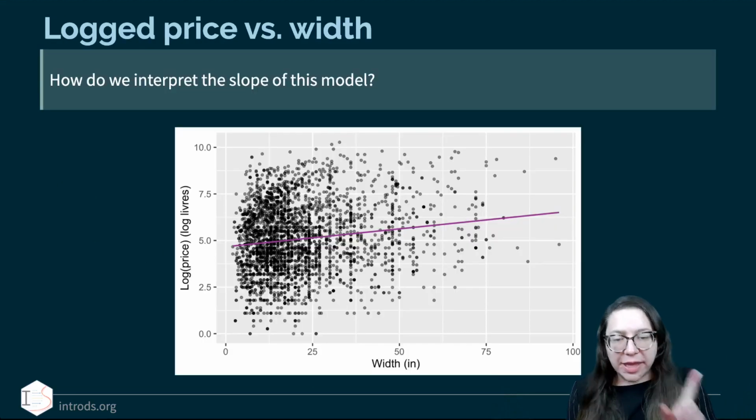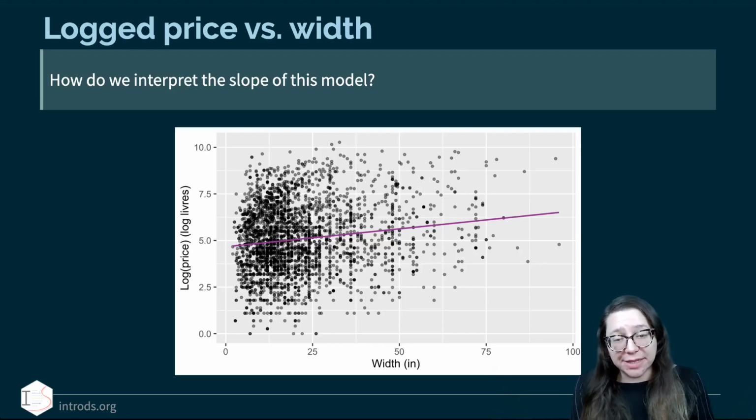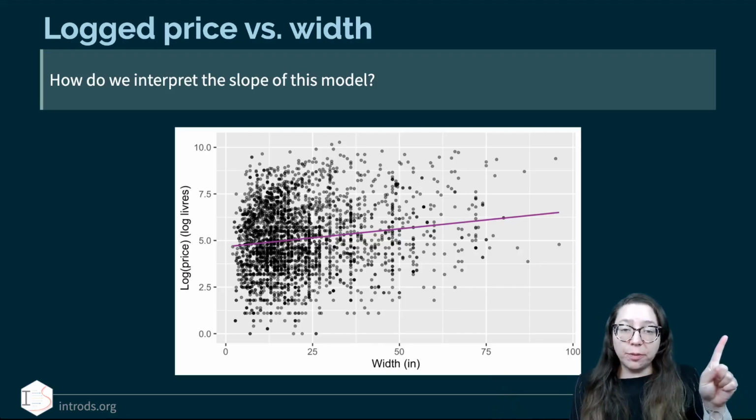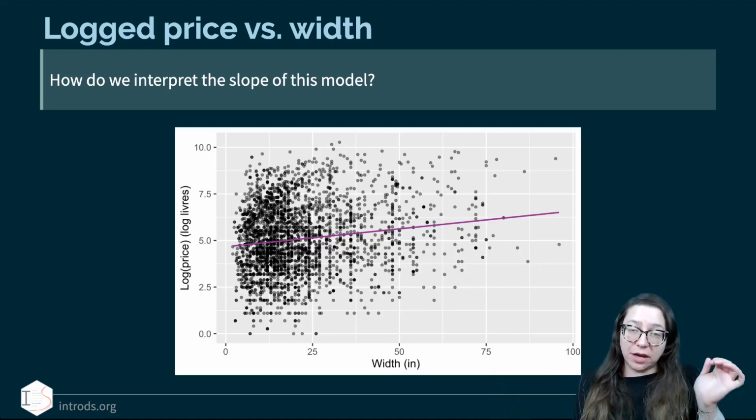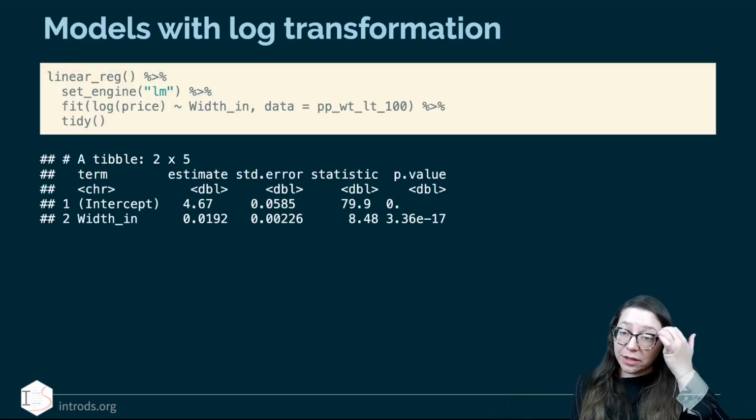So here is that model where we have on the y-axis the log of the price of the paintings, and on the x-axis the width, and that purple line you're seeing in the middle is our linear model fit. How do we interpret the slope of this model? Well, let's take a look at these numbers. Here I've fit the model.